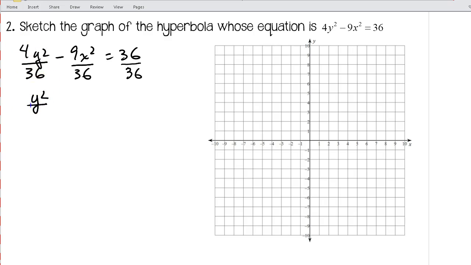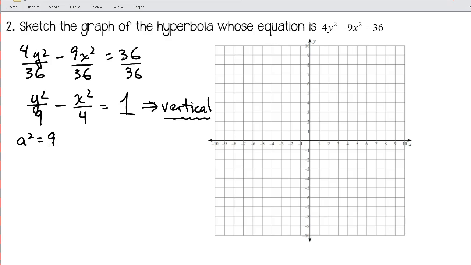So I've got y squared over 9 minus x squared over 4 is equal to 1. I notice that my y squared is first, so that means that this is going to be vertical. Okay, so that's important. Make sure that when we draw the hyperbola, we actually have it opening up and down. And I see that a squared is 9, which means that a is equal to 3. And b squared is equal to 4, so b is equal to 2.